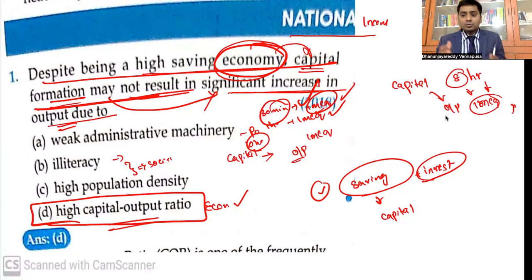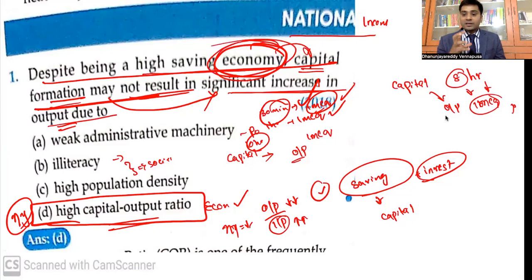What do I mean? There is huge wastage in the production process. That is the thing. Why will there be less efficiency? What does this mean? The efficiency is less here. What is efficiency? Output by input. Input is the capital. You are investing, but output is low. Efficiency will be low. So indirectly they are saying efficiency is low. Efficiency is low means it will not result in an increase in the output.